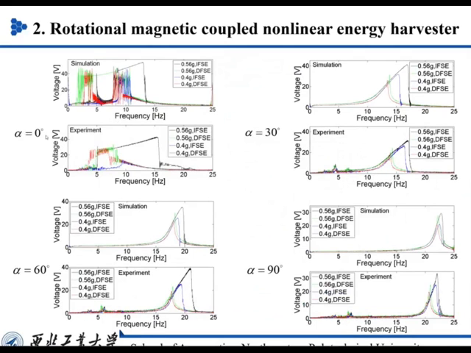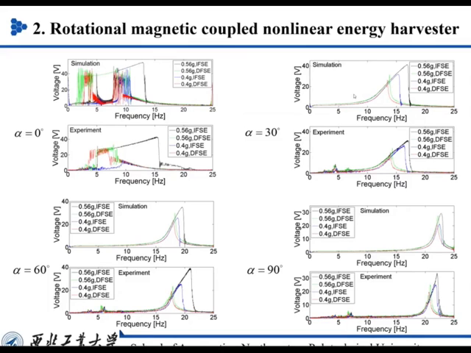From 0 degrees to 90 degrees, we found its dynamic response is quite different. Firstly, it can effectively work at 4 hertz, and at 90 degrees, it can work at 22 hertz. That means we can change the inclination angle of the external magnet to make the harvester have very broadband characteristics.